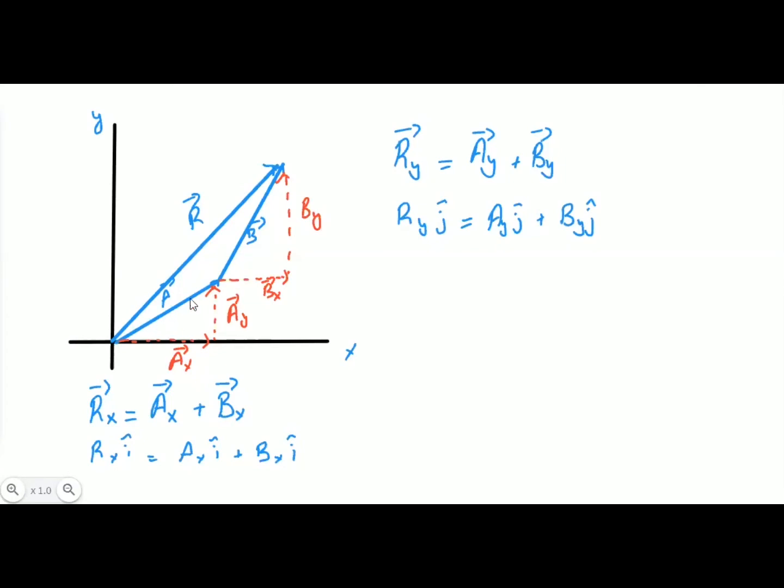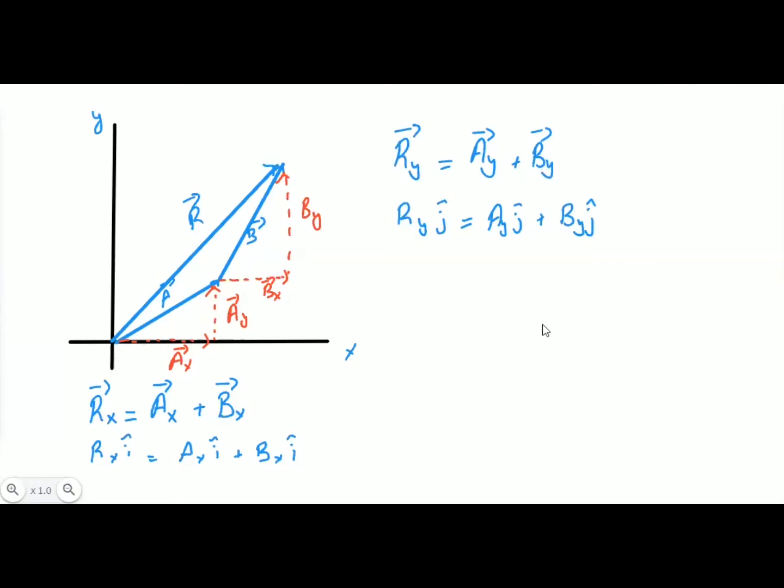सबसे पहले हमने क्या किया, हमने इन इंडिविजुअल वेक्टर्स को उनके कंपोनेंट्स में रिजॉल्व कर दिया, ए एक्स और ए वाई, एंड सिमिलरली बी एक्स एंड बी वाई. देन वी हैव एडेड the x components of the two vectors, so we get rx is equals to ax plus bx and ry will be equals to ay plus by.